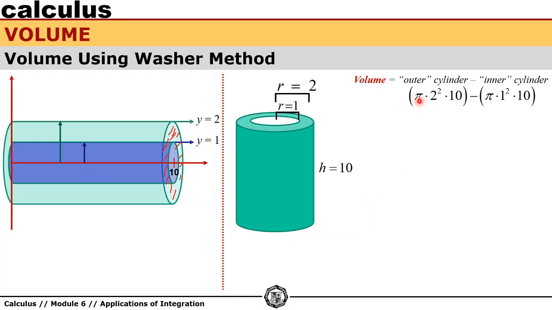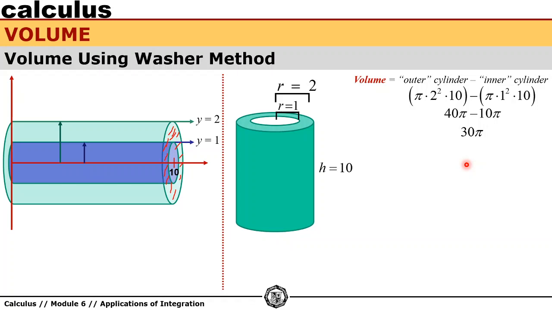The outer cylinder is going to be pi times the radius squared times the height. So the radius is 2: pi times 2 squared times 10, because 10 is the height of the cylinder. And then the inner cylinder is going to be pi times 1 squared times 10, because the inner radius is 1. When you put that all together, you get 40 pi minus 10 pi, which when you subtract is just 30 pi. And that's doing that question without any calculus. You didn't really need to do any integration here to figure that out.